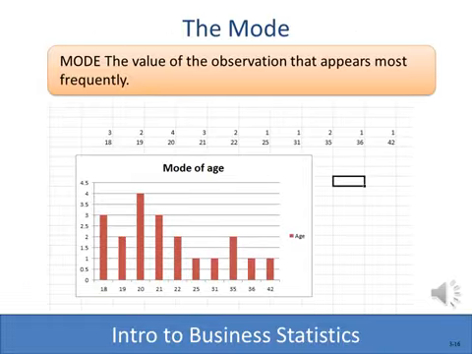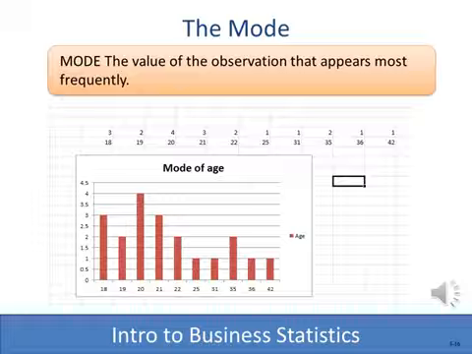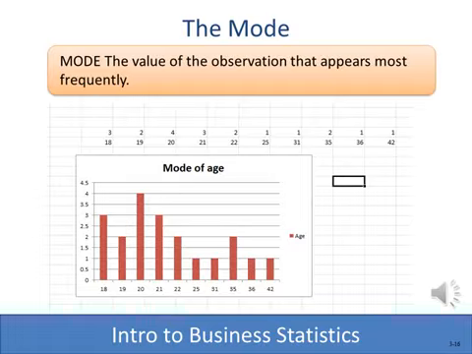The mode is another measure of central tendency. It's very simple. It's simply the most often occurring value. And you can see that what I've done here with the ages of the statistics class is I've created a frequency distribution. And the age that occurs the most is the age of 20. There are 4 occurrences of that, so that would be the mode. You can see that visually in the column chart or bar chart that I've created below that.